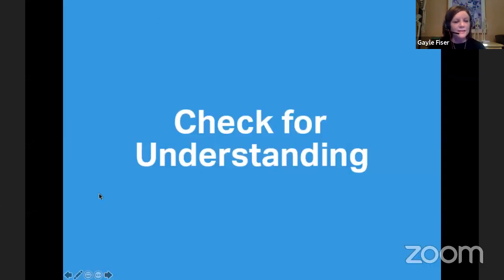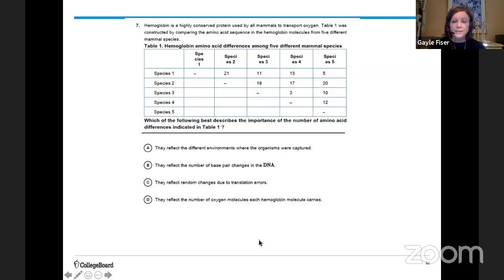Now let's make sure that you understand how to use these tables with this one multiple choice question. You have species 1, 2, 3, 4, and 5, and you have columns with crazy looking titles. Hemoglobin is a highly conserved protein used by all mammals to transport oxygen. Table 1 was constructed by comparing the amino acid sequence in the hemoglobin molecules from 5 different mammal species. I'm going to give you a minute to think about it.